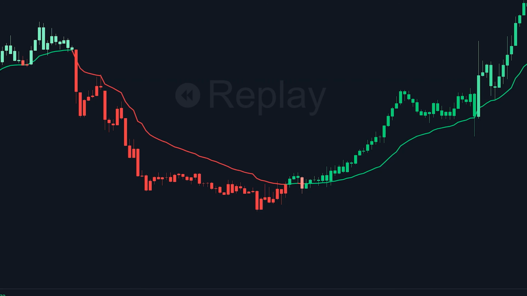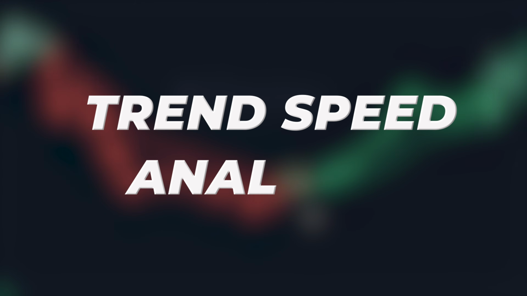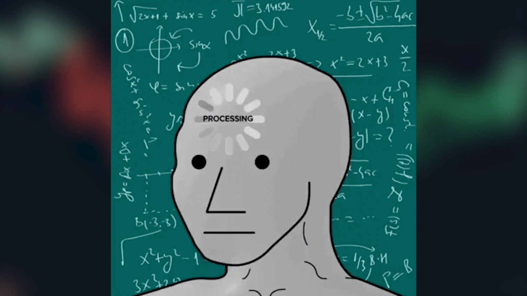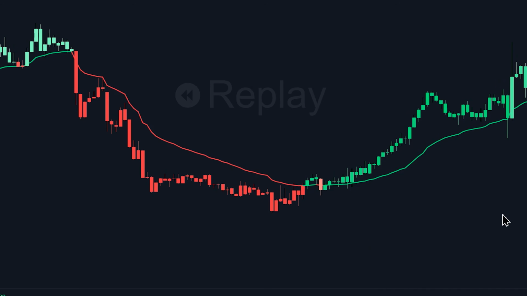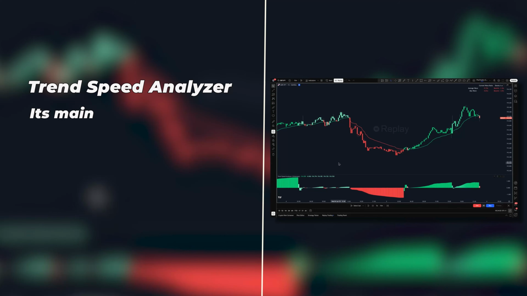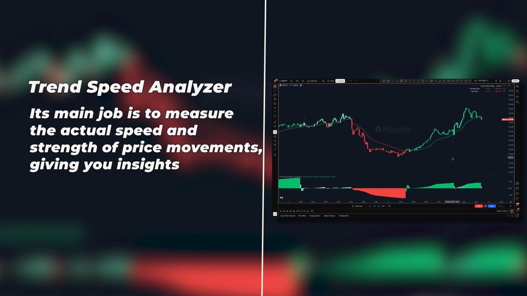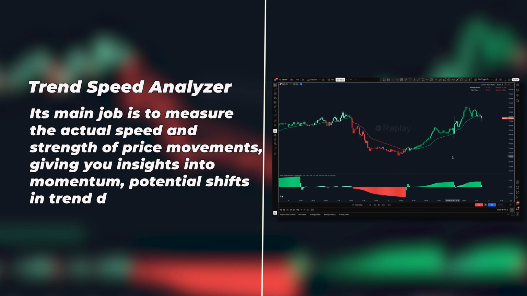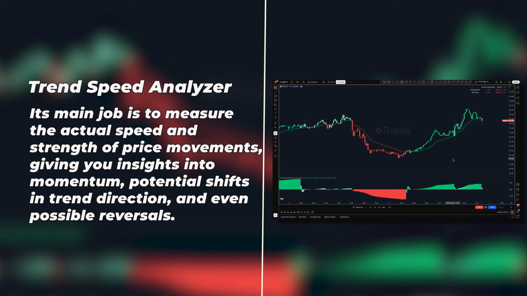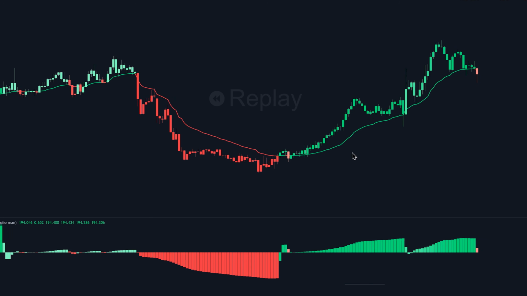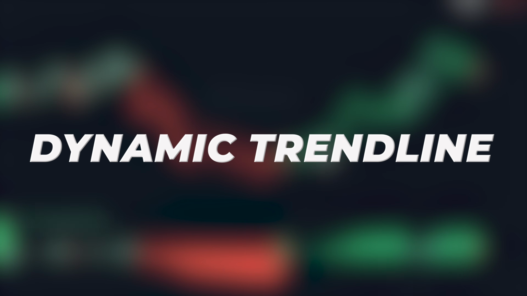Ladies and gentlemen, this is the all-powerful Trend Speed Analyzer by Zeiierman. So what's it all about? Well, unlike your typical trend indicator that might just show you when price crosses a line, this one aims to be a more complete market analysis tool. Its main job is to measure the actual speed and strength of price movements, giving you insights into momentum, potential shifts in trend direction, and even possible reversals. It tries to give you a real-time sort of 3D view of what the market momentum is doing by combining a dynamic trend line with wave analysis and a special speed histogram.